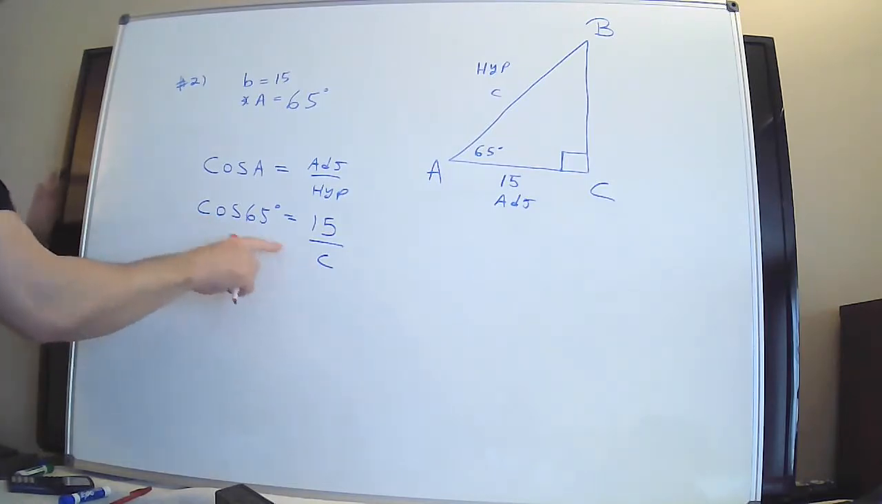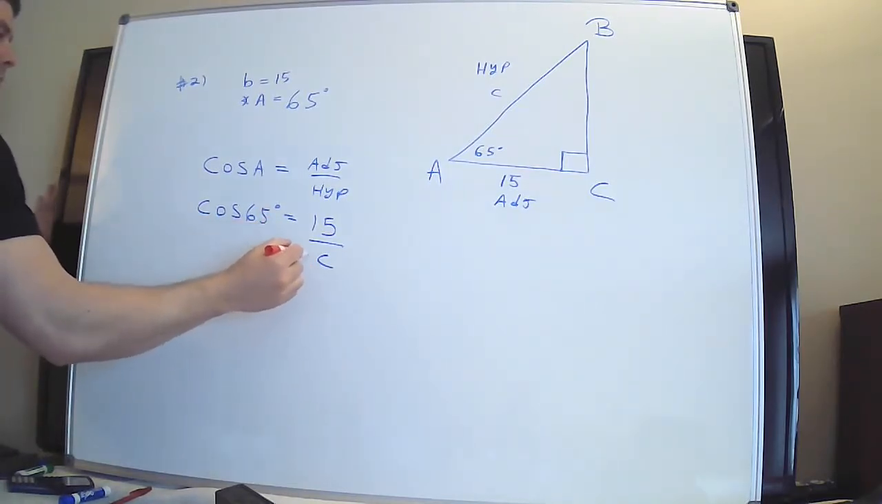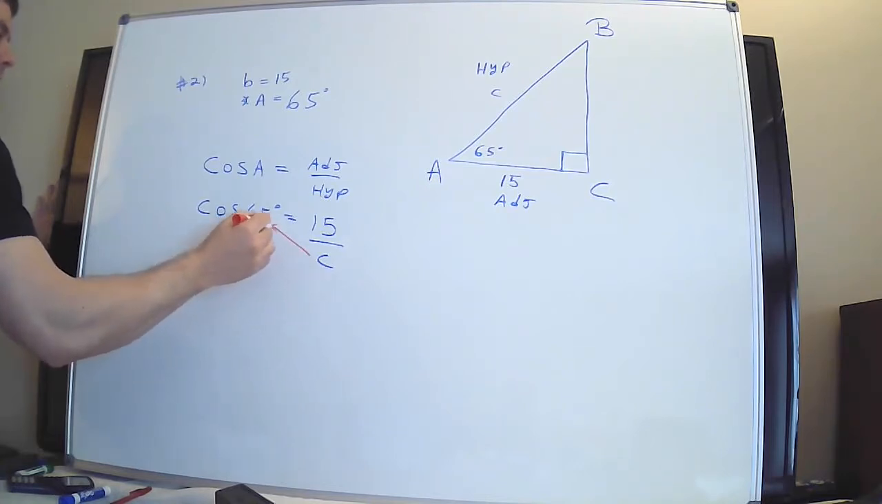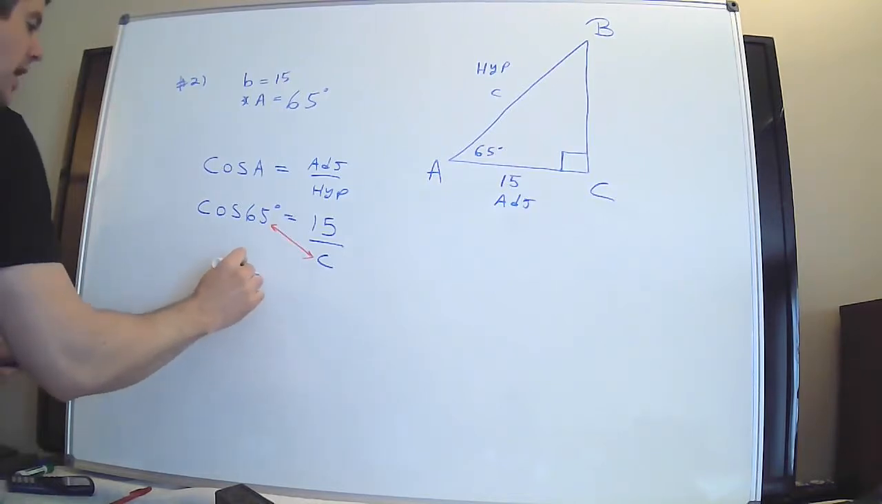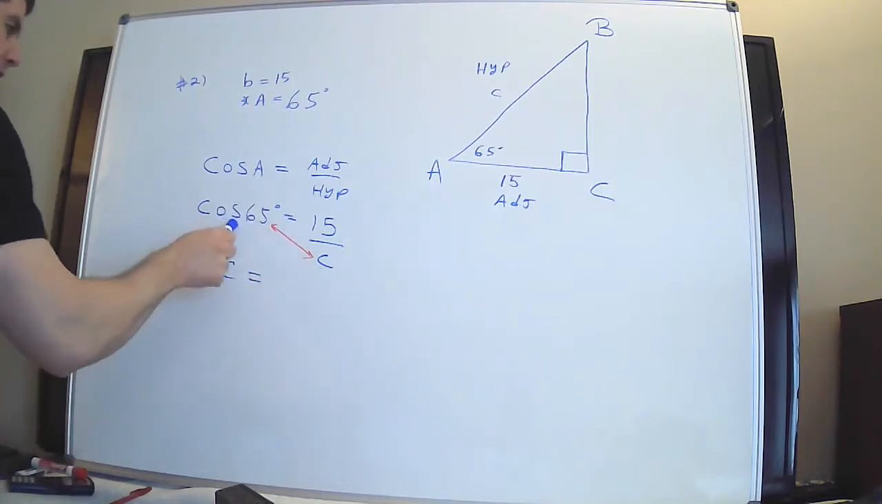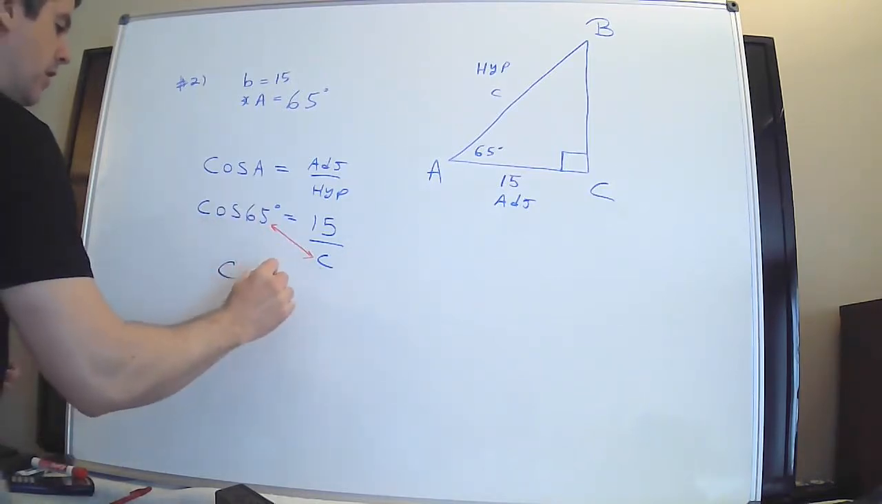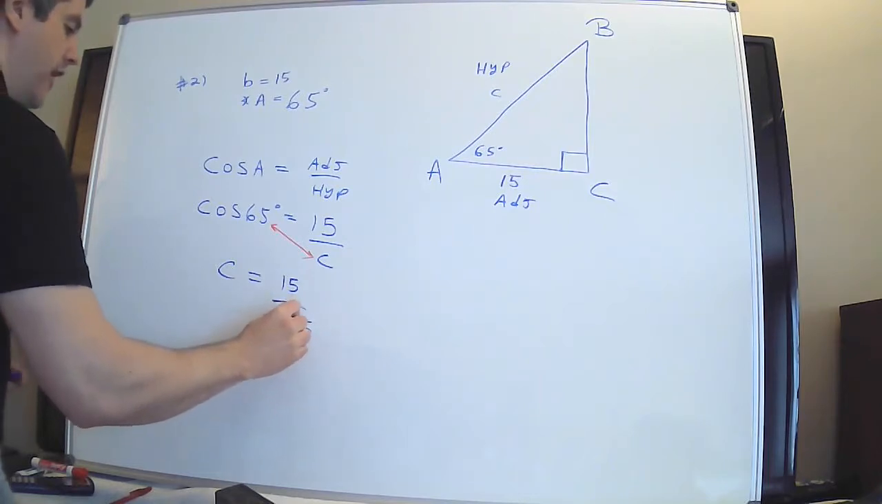I need to trade places with these. The letter I'm solving for is on the bottom. So I'm going to move that letter up and I'm going to move the cos 65 down. This is the trade that you want to make. You want the C up there, don't you? You don't want the C on the bottom. You got to move it to the top. So cross multiply it. This goes down. So you're going to do 15 divided by cos 65.